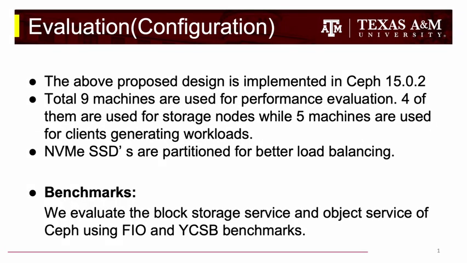I'm going to discuss the evaluation for the prototype discussed by Sidharth. For evaluation, the paper has used Crimson, Ceph's updated architecture, the 15.0.2 version. To measure performance of the design prototype, proper environment setup is needed. So a total of 9 machines are used for performance evaluation. 4 of them are used for storage nodes, while 5 are used for clients generating workloads. These 9 machines are connected with a 100 GB network.